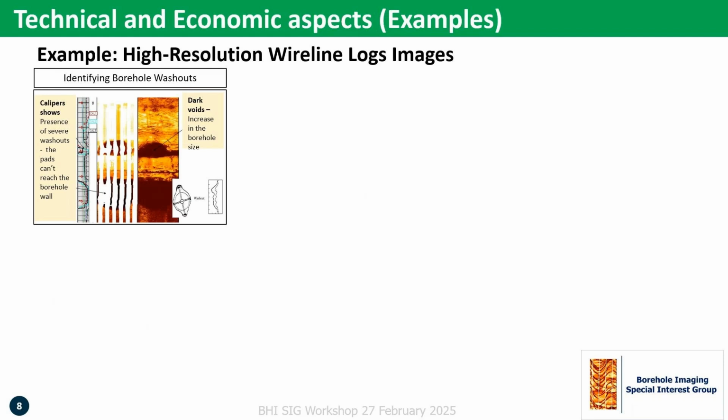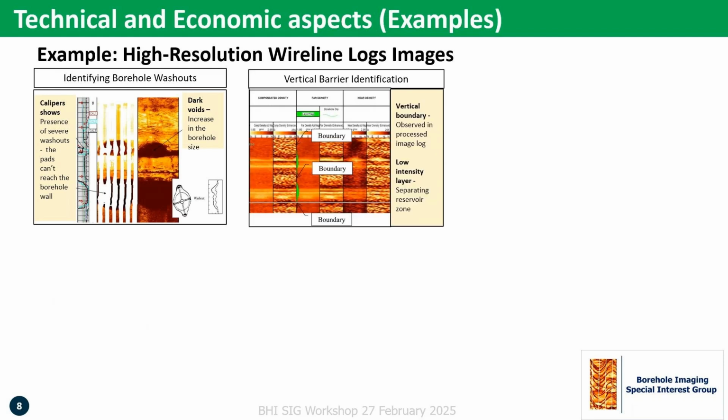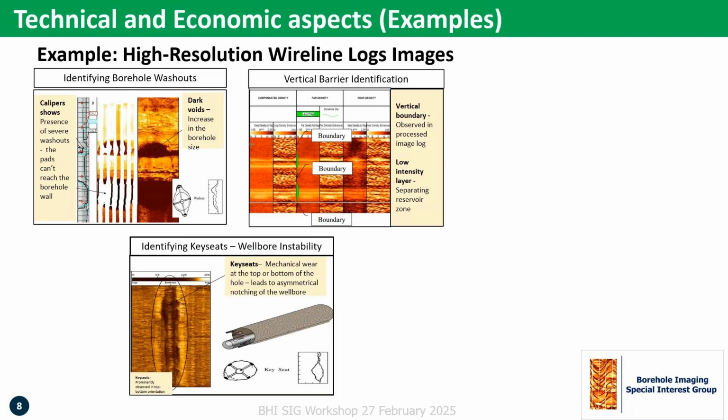I thought about a couple of examples, and one of the examples relates to identifying borehole washouts. In my first figure, you can see in the first track I am presenting here the caliper, which is showing the presence of severe washouts, and the pads could not reach the borehole wall.